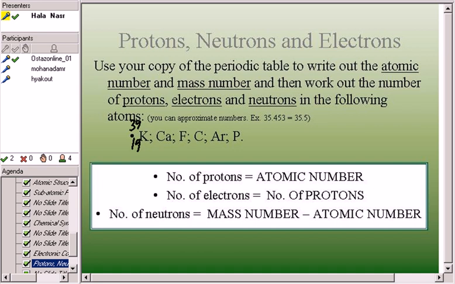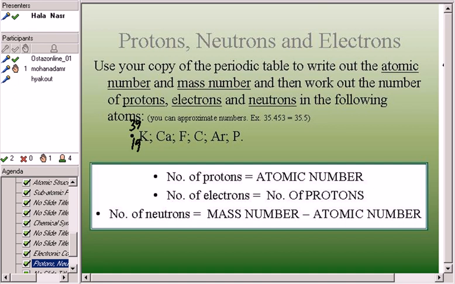Now you know that A is atomic, M is mass number, and the atomic number, as well as the number of protons, the number of electrons, and the number of neutrons. Now who can do these for potassium? It's 19, 39. Any volunteers? Mr. Yaoud, can you do it?